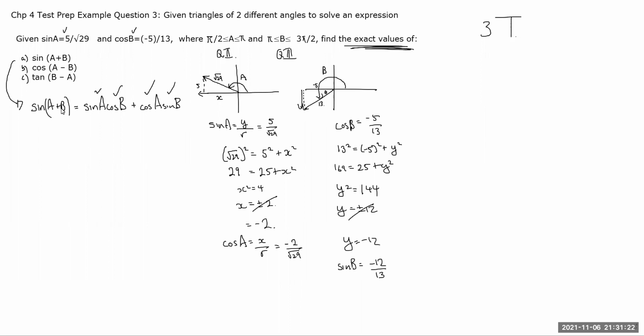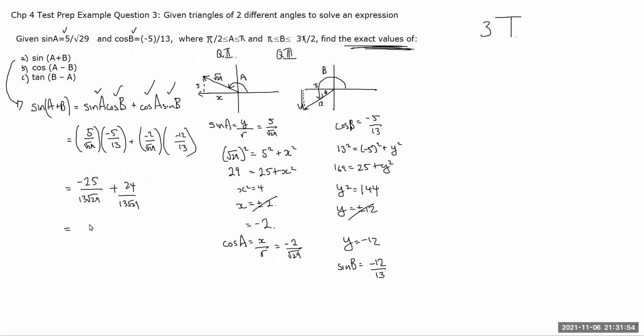So sine (A plus B), without relying on the actual angles, is equal to sine A cos B plus cos A sine B. And let's do this very quickly. -25 over 13 root 29 plus 24 over 13 root 29.